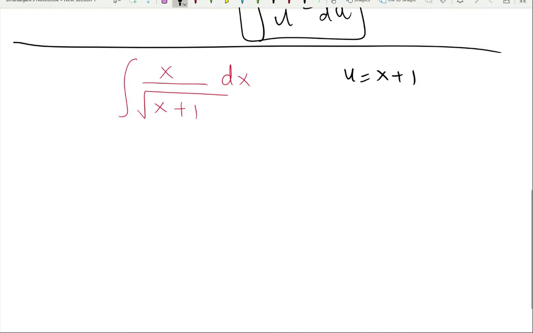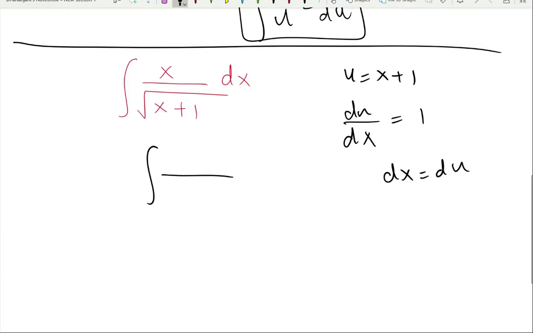Now, here's the problem. The derivative of x plus 1 is a constant. Do you have a constant somewhere else in the integral? Well, yes, a constant can appear anywhere, right? So we don't care about a constant. So probably we are fine here. Now, let me show you the problem here. The derivative of u, the derivative of x plus 1, is 1. So dx is really du. Let's write the integral. So the integral is x over square root of u, and dx is du.